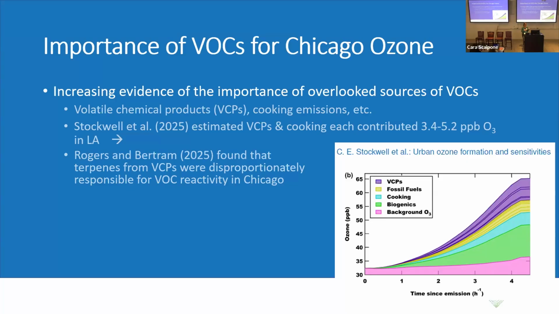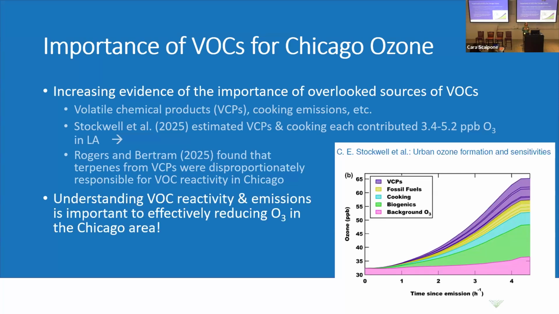Another recent paper by Martina Rogers and Tim Bertram at UW-Madison, connected with AEROMMA, found that terpenes from VCPs were really disproportionately responsible for VOC sensitivity in Chicago. So that is in our area that we work with. Another line of evidence that we really need to understand VOC reactivity and emissions in Chicago if we want to reduce ozone in the area.